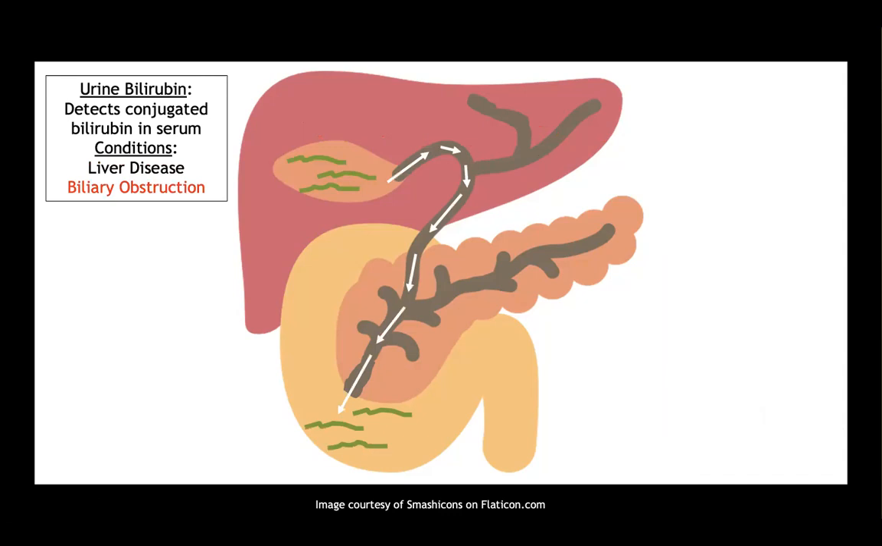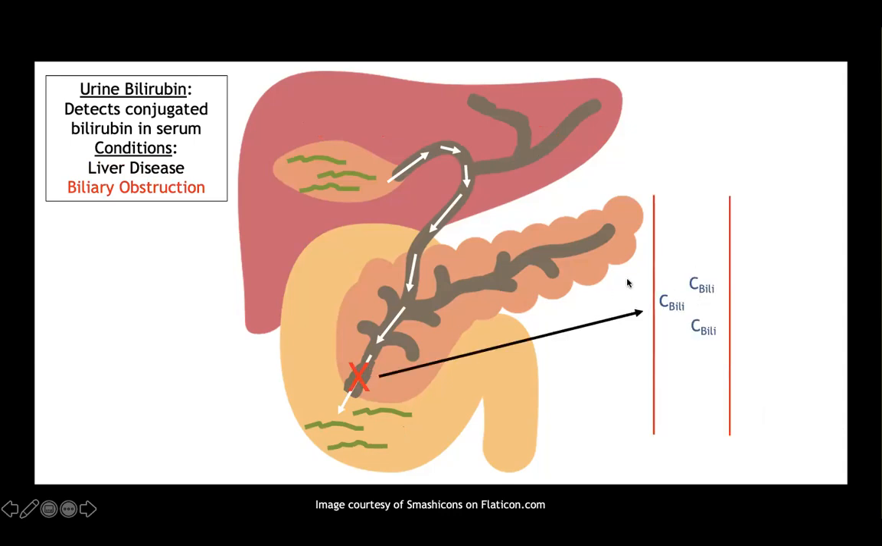Obstruction, we've already seen this before. If you have an obstruction here in the bile ducts, that conjugated bili will leak out along with a number of other things that we've mentioned. And of course, this can be detected in the urine as well.